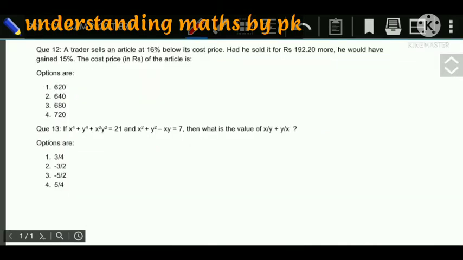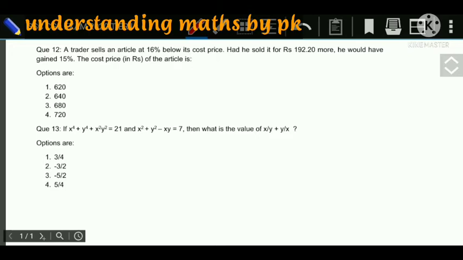Here is question number 12. A trader sells an article at 16% below its cost price. Had he sold it for rupees 192.20 more, he would have gained 15%. The cost price of the article is, options are 620, 640, 680, 720.